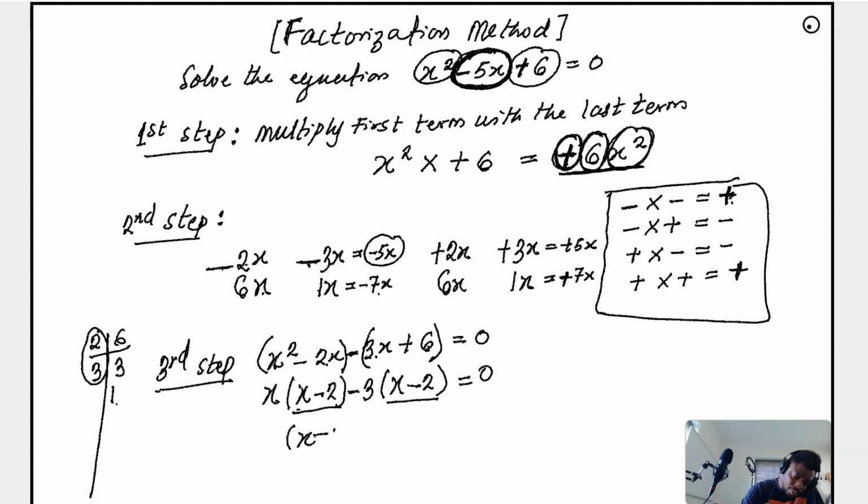Now you can see that x minus 2 is the same. That is x minus 2. I'll write one of that. Then this is x, the value outside, x minus 3. So I'll write x minus 3 is equal to 0.